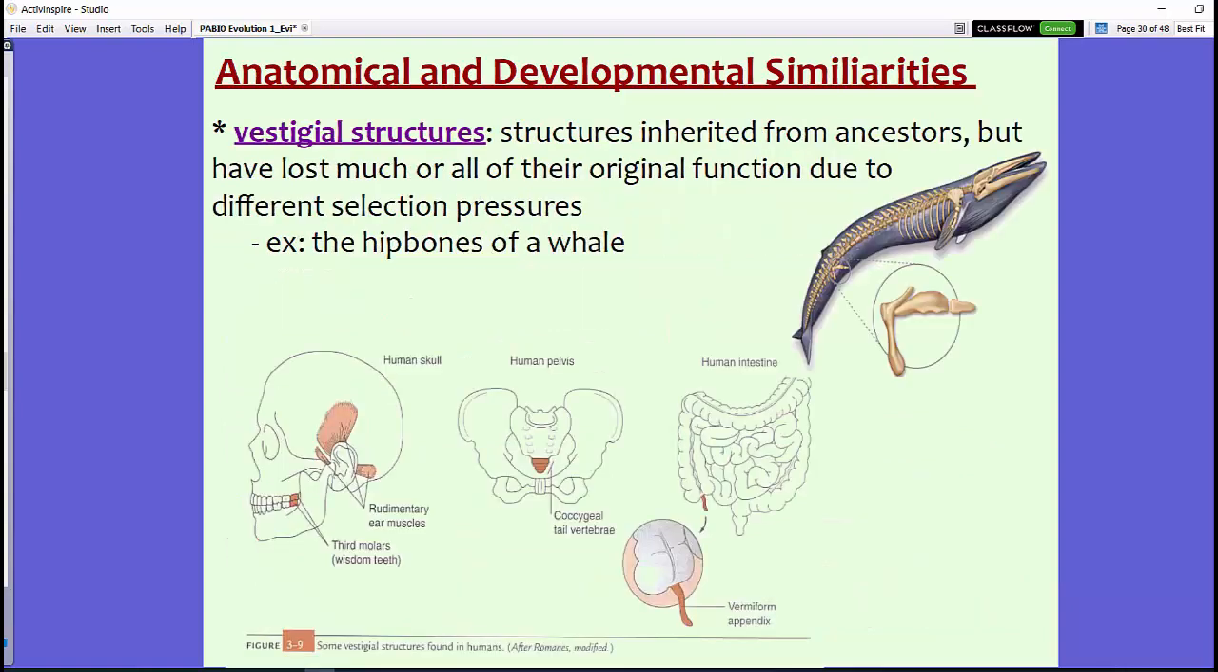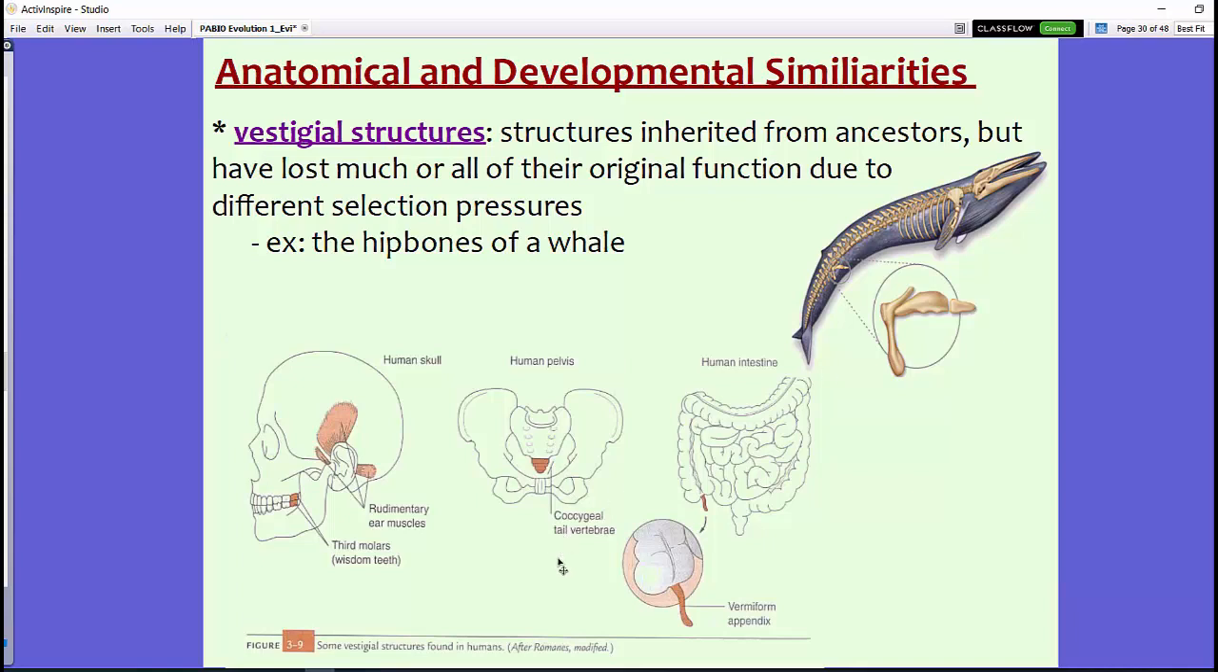Another type of organ or structure that we can look at is something called a vestigial structure. These are structures inherited from ancestors, but they've lost a lot of their original function due to different selection pressures in the environment. For example, the hip bones or the pelvis of a whale is a vestigial structure. We know that whales have come from land mammals at one time. So not specifically whales, but their ancestors were able to walk on land. Their vestigial structure is the pelvis bone. There's really no reason for them to have this bone unless it's a vestigial structure, meaning that an ancestor at one time had the means to walk.